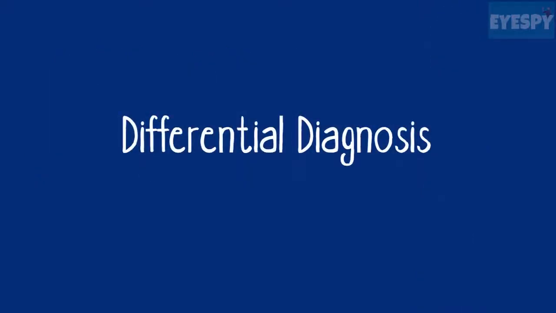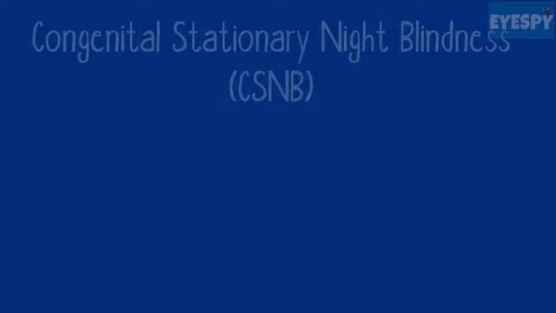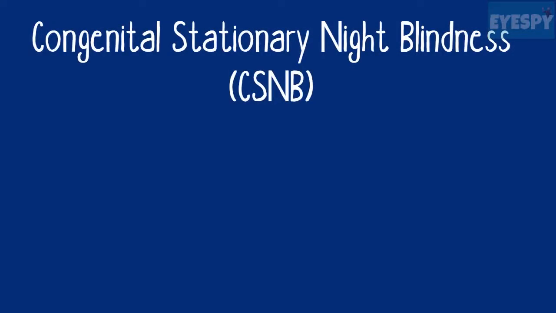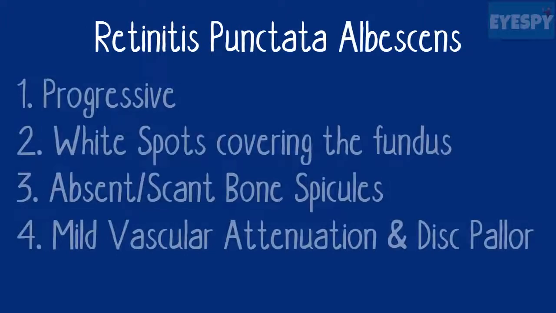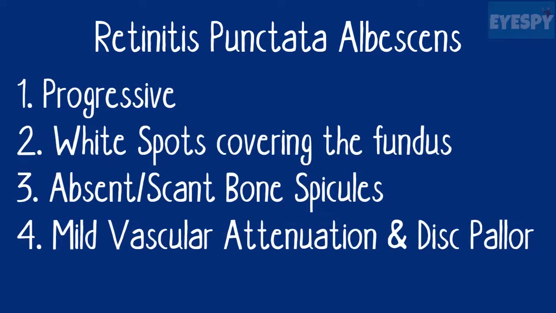The differentials of RP are first classified as non-degenerative causes of night blindness, which includes congenital stationary night blindness, CSNB is non-progressive and includes Oguchi disease and fundus albipunctatus. Retinitis punctata albicans has scant bone spicules with mild vascular attenuation and disc pallor.